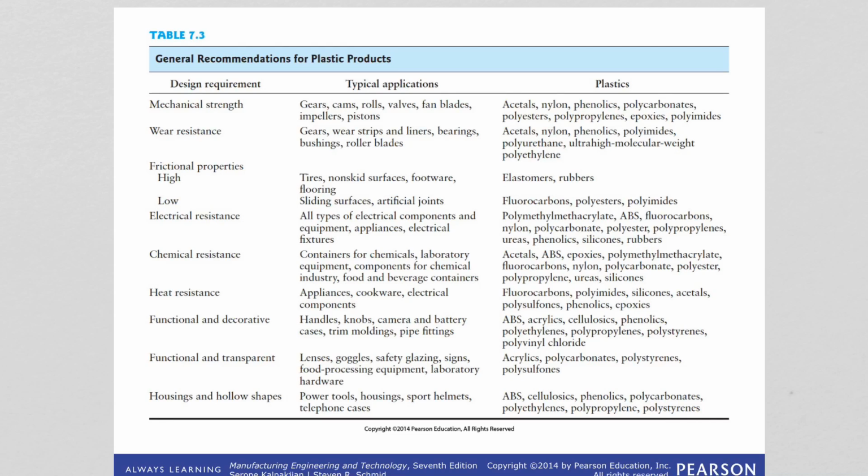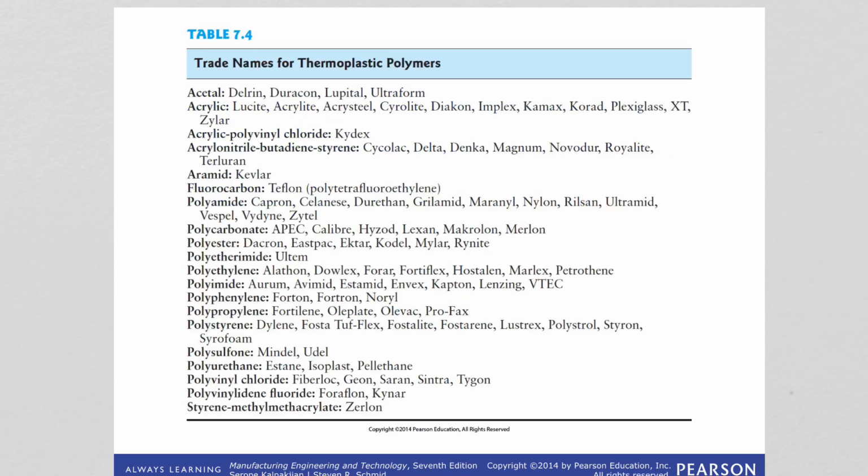Again, these tables are not for memorization, but to give you a future reference. So for plastic products where you have a certain design requirement like mechanical strength, wear resistance, we are given its typical applications for those requirements, and what type of plastics you would use for those design requirements. And some trade names, famous names for the polymers. For example, Kevlar, we know it's an aramid fiber, and Teflon is actually a polymer, a fluorocarbon, and some other trade names that you might be familiar with.